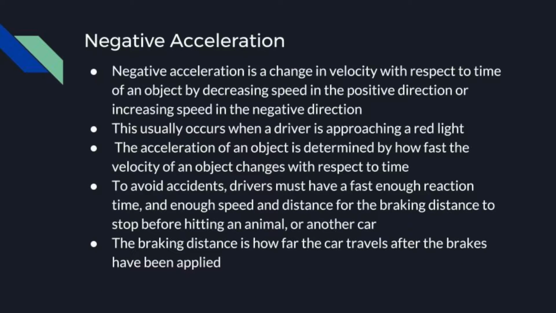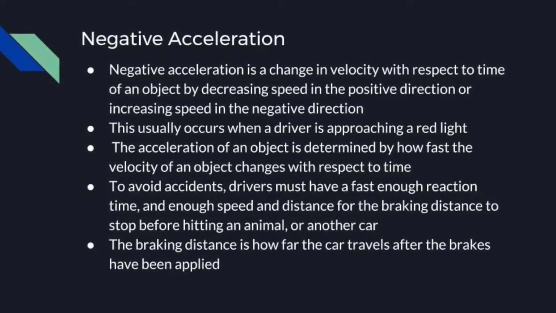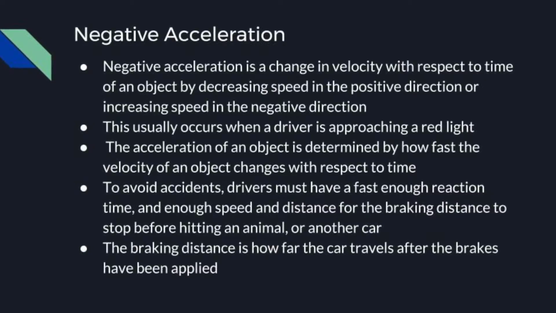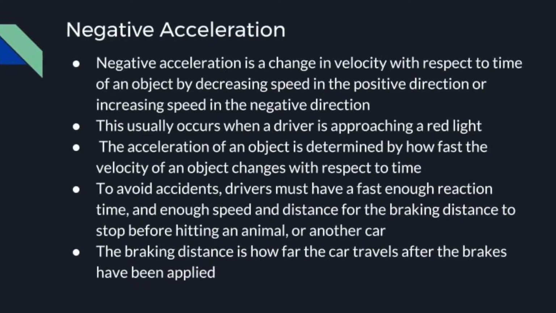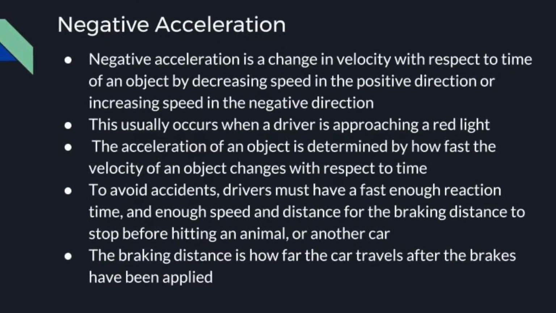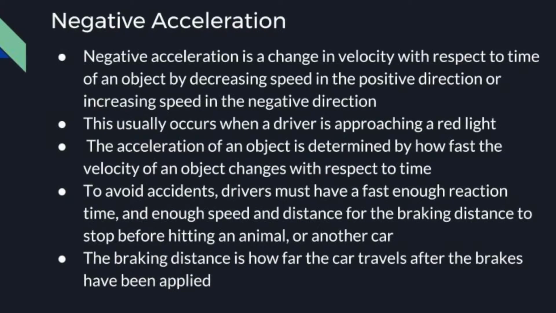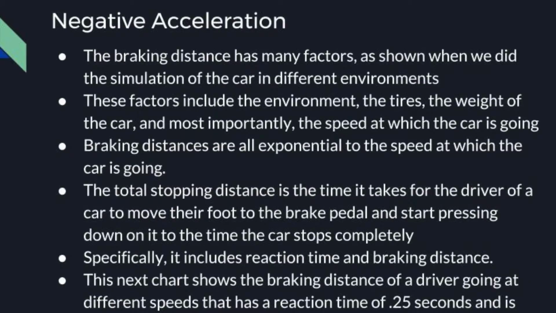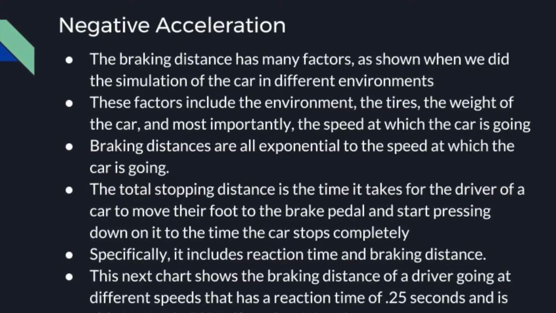Negative acceleration is a change in velocity with respect to time of an object by decreasing speed in the positive direction or increasing speed in the negative direction. This usually occurs when a driver is approaching a red light. The acceleration of an object is determined by how fast the velocity of an object changes with respect to time. The braking distance is how far the car travels after the brakes have been applied. Braking distance has many factors. These are the environment, the tires, the weight of the car, and most importantly, the speed at which the car is going.